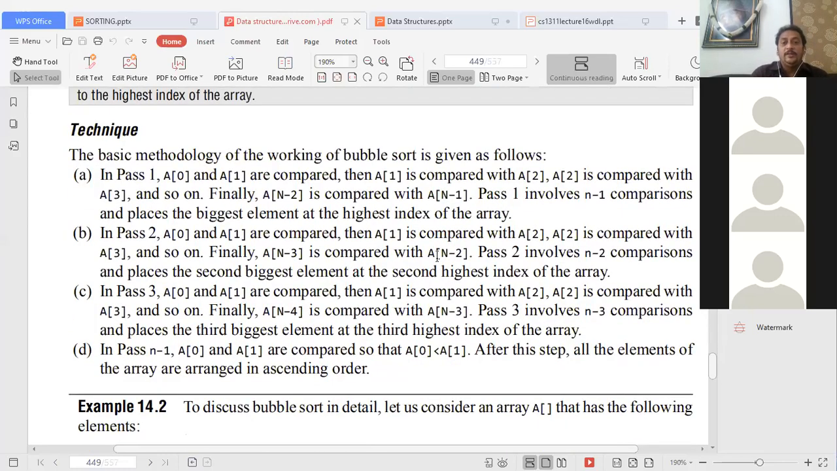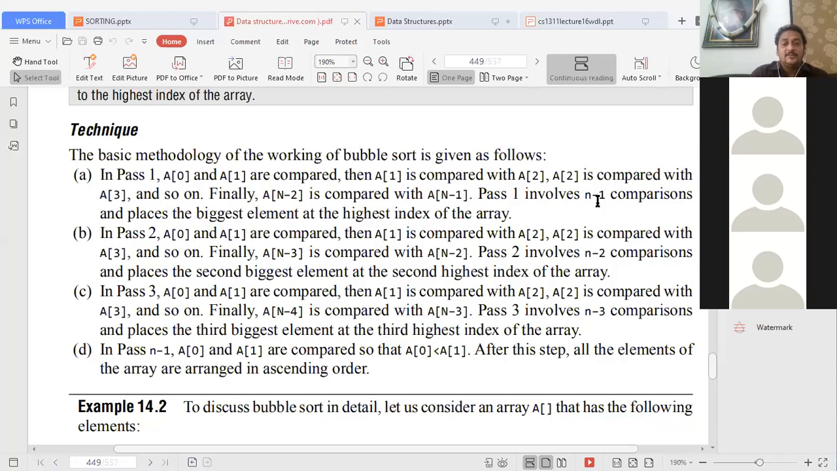Next, what is the working methodology? What is the technique that we are supposed to use? In pass 1, we compared A0 with A1, and then A1 is compared with A2, and A2 is compared with A3, and so on. Finally, if there are n elements in an array, A(n-2) is compared with A(n-1). Pass 1 involves n minus 1 comparisons.